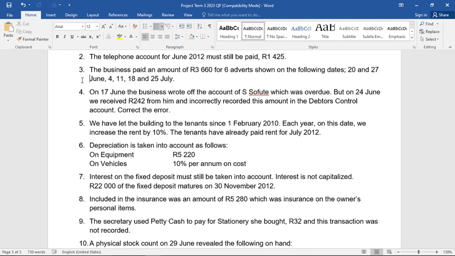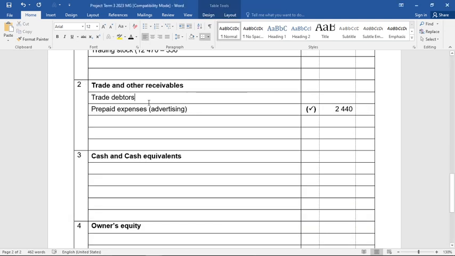So when he walked into our shop a week later and gave us 242 Rand, it was wrong of us to put it to debtors control, thereby reducing debtors control. If he wasn't a debtor when he came to give us the money, we should not have reduced debtors control. So to correct the error, it means we are going to have to take what debtors was, 9880, and add back 242 Rand, because we shouldn't have brought it down in the first place. What is his money of 242 Rand? It should have been processed as bad debts recovered.